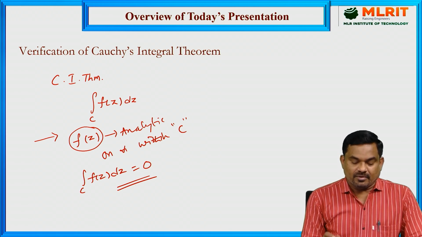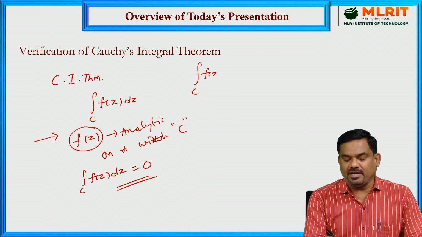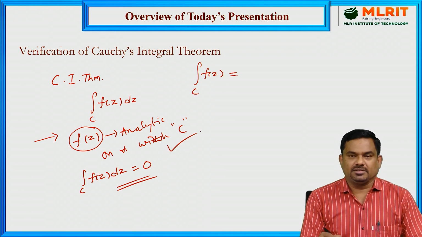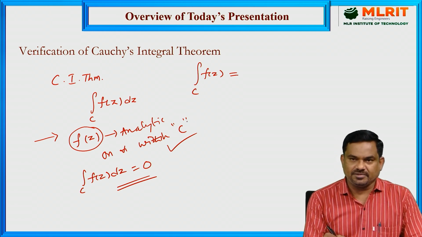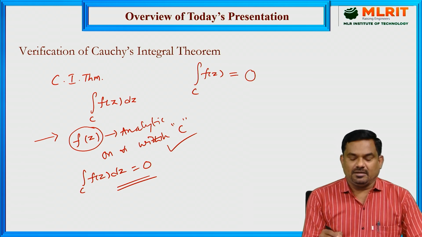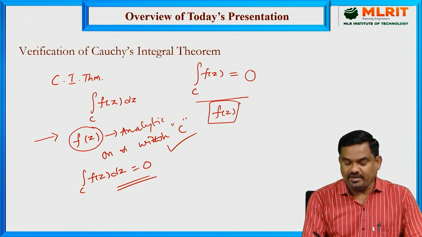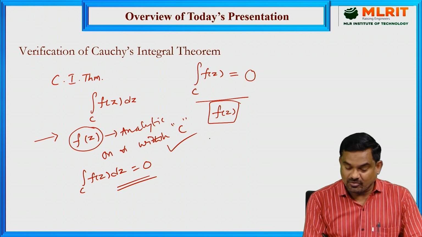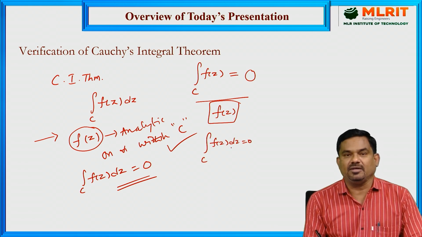Now, using this, we can evaluate the line integral of the given f of z along the given curve. If this condition holds, that means the function is analytic on and within the curve C, then the answer is 0. Now, there is another model. The function f of z will be given, and we need to verify Cauchy's integral theorem for the given function. That means we have to show, by finding the value, that integral C f of z dz is equal to 0.